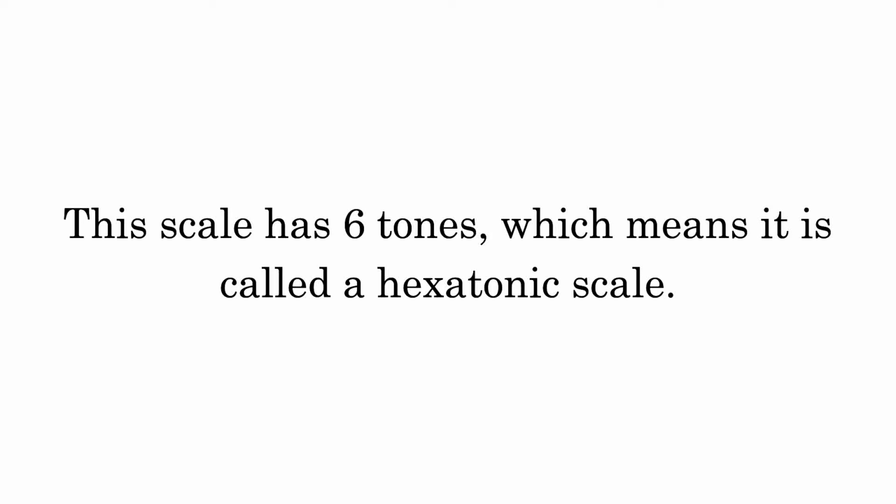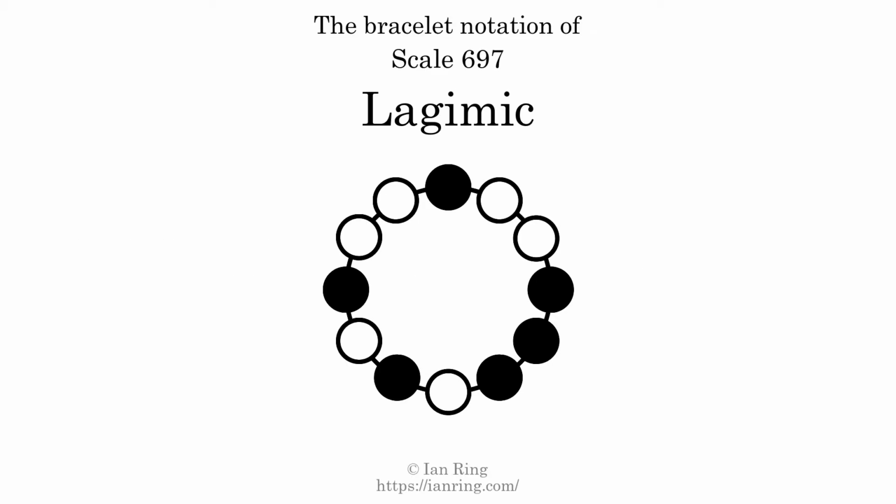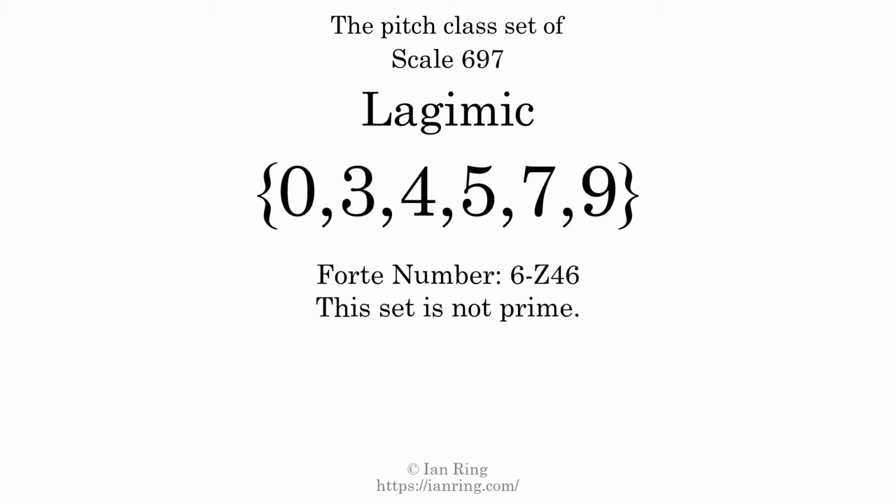This scale has 6 tones, which means it is called a hexatonic scale. This is a bracelet notation diagram of scale 697. The shaded circles represent tones that appear in the scale, and they are read clockwise, starting at the top. The pitch class set for this scale is 0, 3, 4, 5, 7, 9.